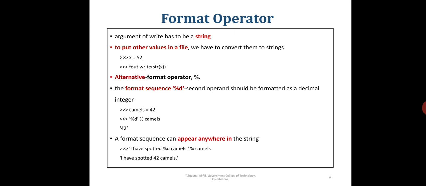Here camels equals 42, then %d is given in single quotes, which specifies the format operator, followed by the percentage symbol, which specifies the format sequence. Then we are using the name camels. Here it takes the value 42 instead of a string. So the result is the string '42', which is not to be confused with the integer value 42.